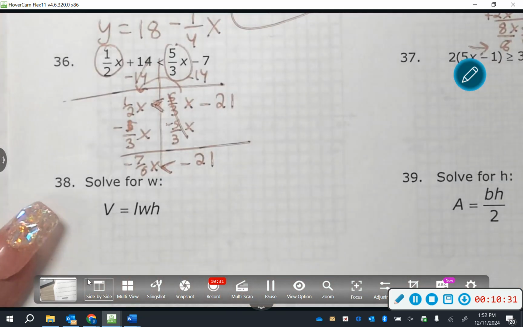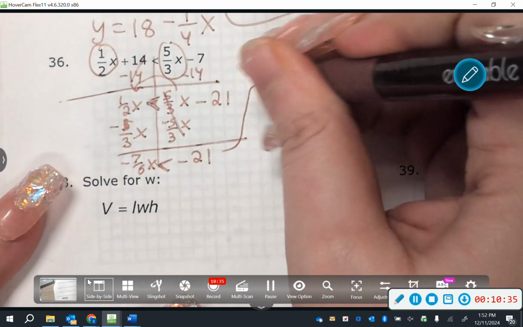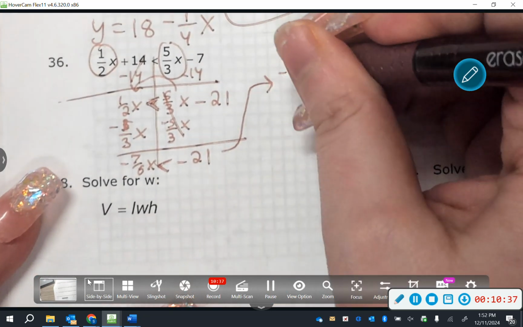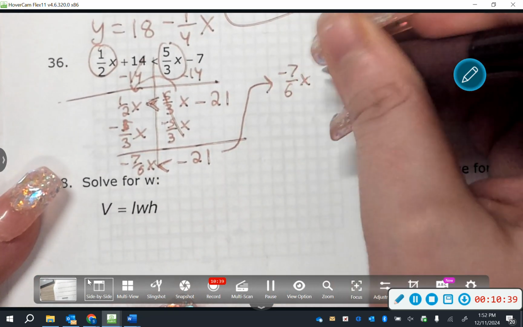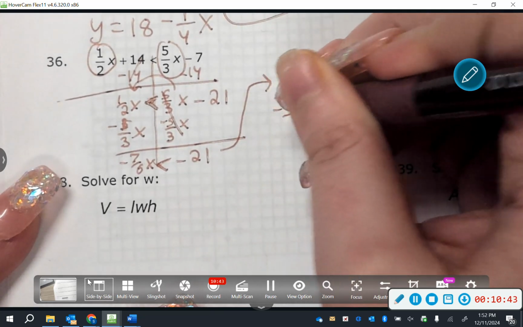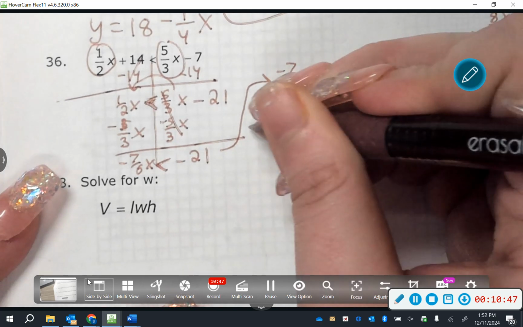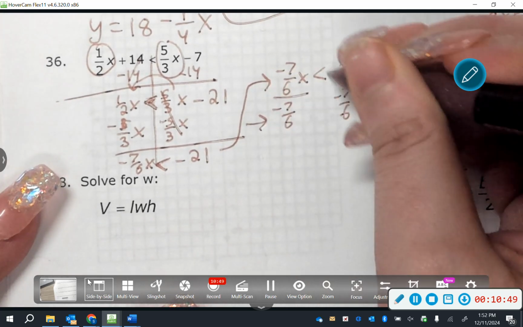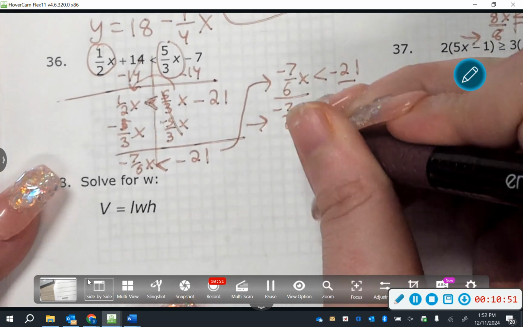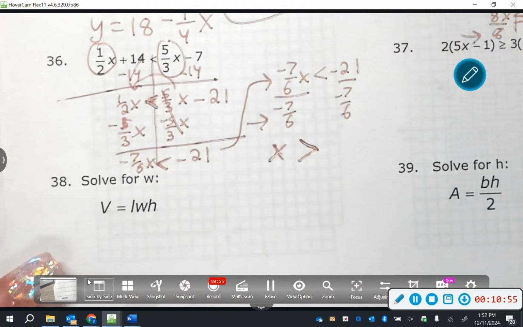Well, we don't want -7/6x, so we're going to divide. I'm going to write over here because I ran out of room. -7/6x is less than -21. Divide both sides by -7/6. Because we divided by a negative number, this sign in the middle flips, so it's going to be greater than. X is greater than, I'm going to plug that in.